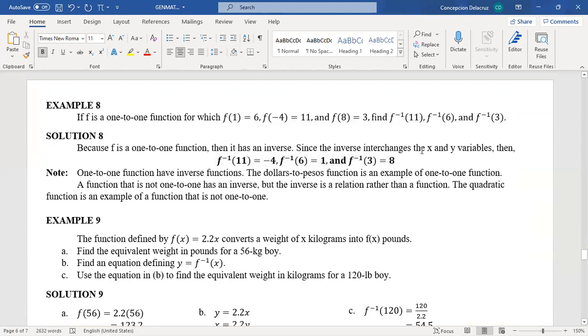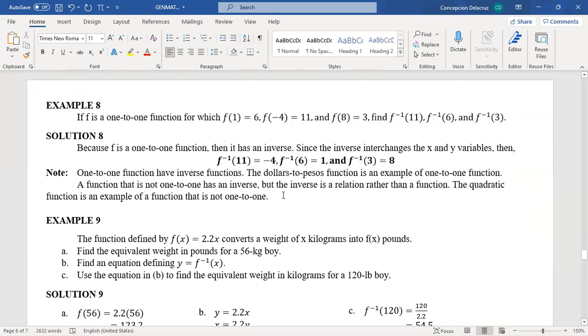Since the inverse interchanges x and y variable, then f inverse of 11 is equal to -4. F inverse of 6 is equal to 1. F inverse of 3 is equal to 8. One-to-one functions have inverses.